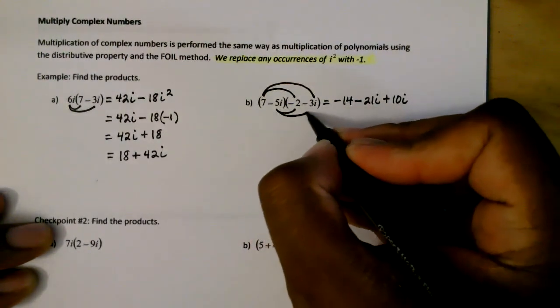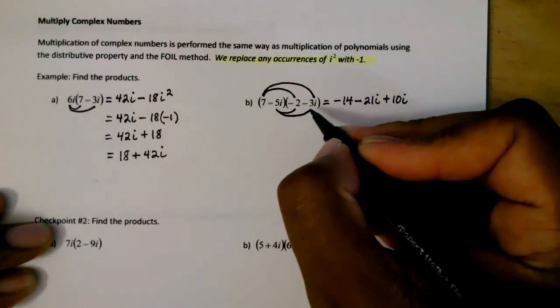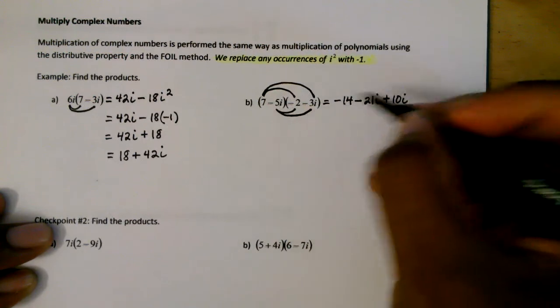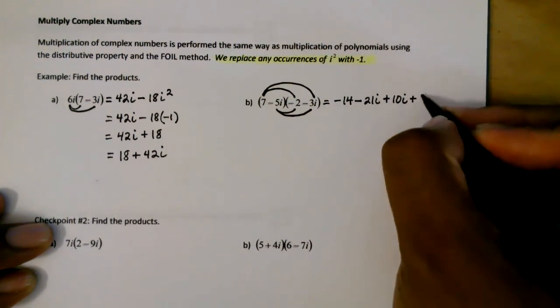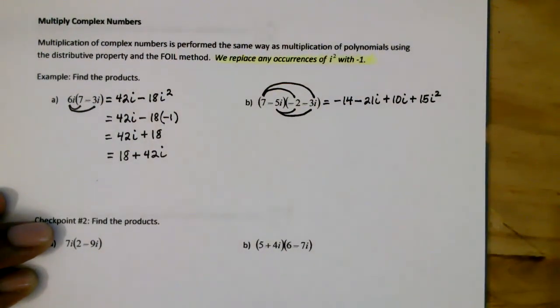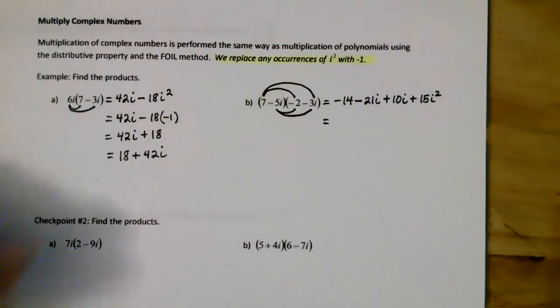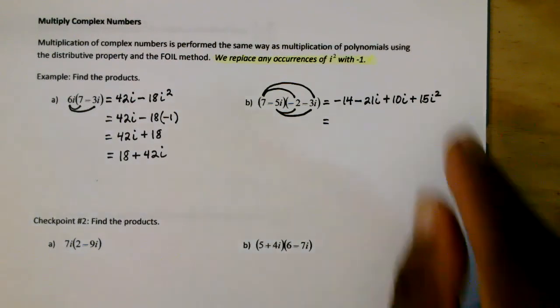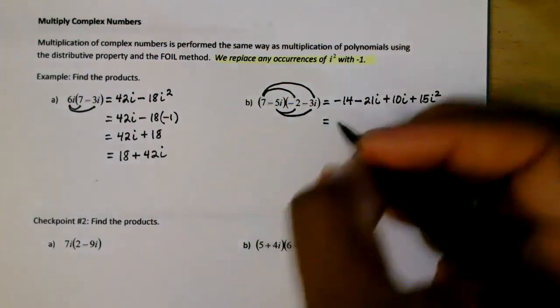And then last times the last. Minus 5i times a minus 3i. Well, negative times a negative is a plus. 5 times 3 is 15, and i times i is i squared. Now let's simplify this. I do have an i squared. I'm going to replace that i squared with -1.